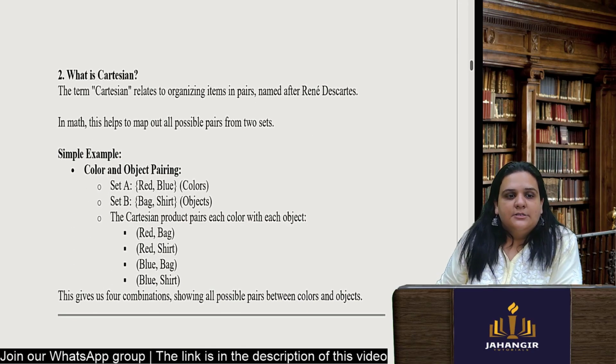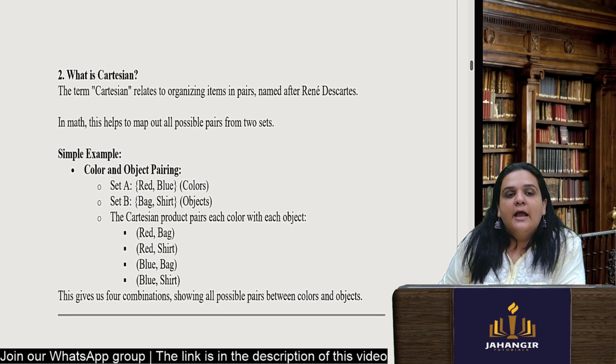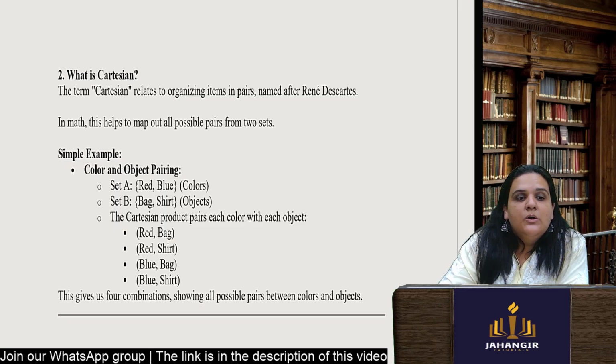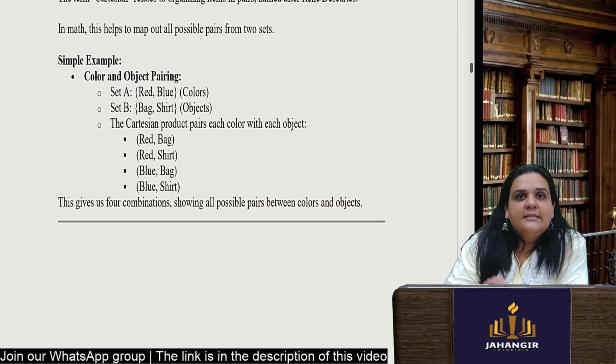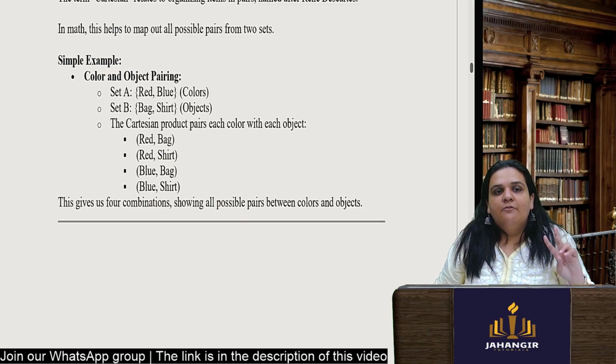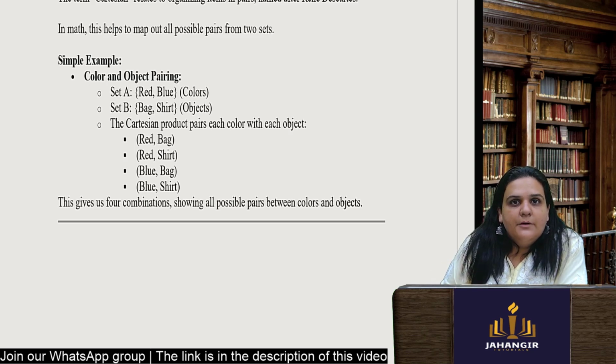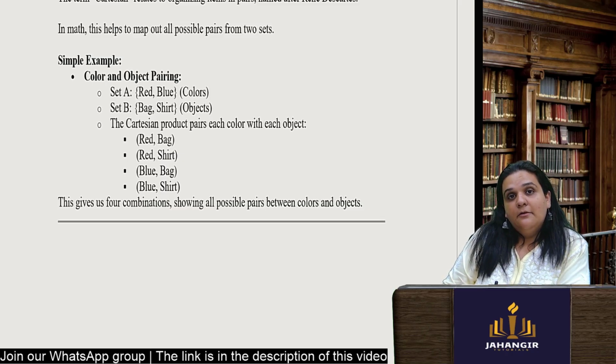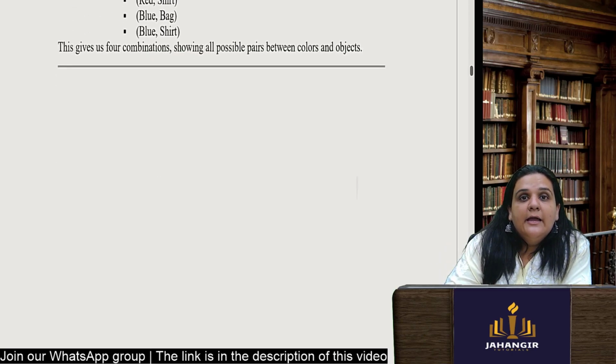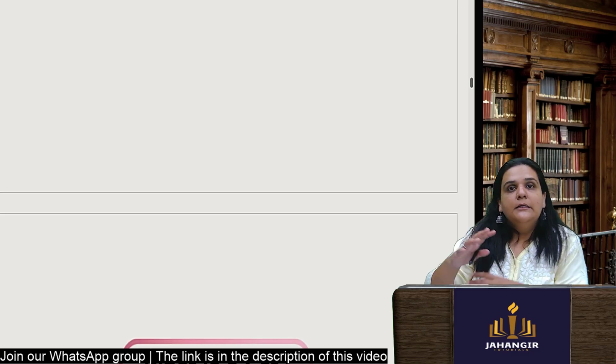Then what is Cartesian? It is the organizing of items in pairs, named after René Descartes. Say there is an example: one set is colors and one is objects. In set A, I have got two colors, red and blue, and in set B, I have got two objects, bag and shirt. So I can have various combinations. I can have red bag, red shirt, blue bag, blue shirt. So it is a combination between the elements of two given sets.